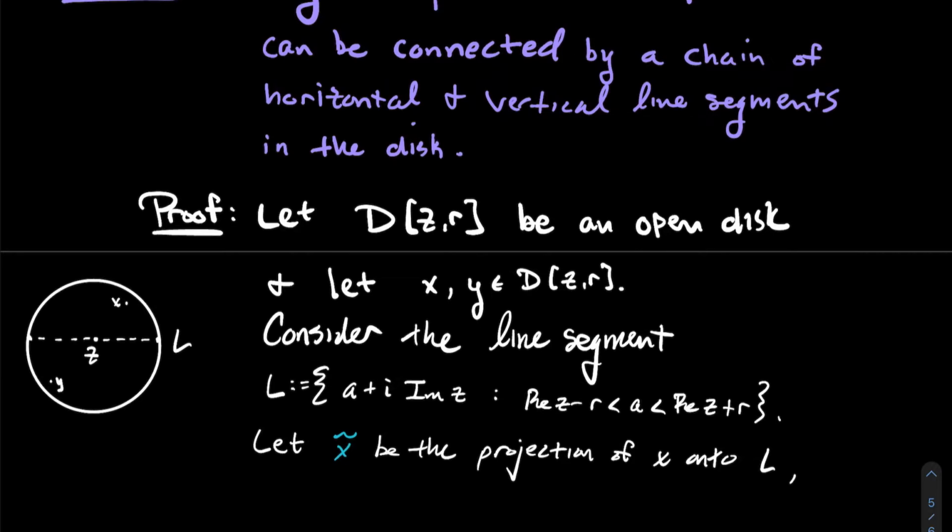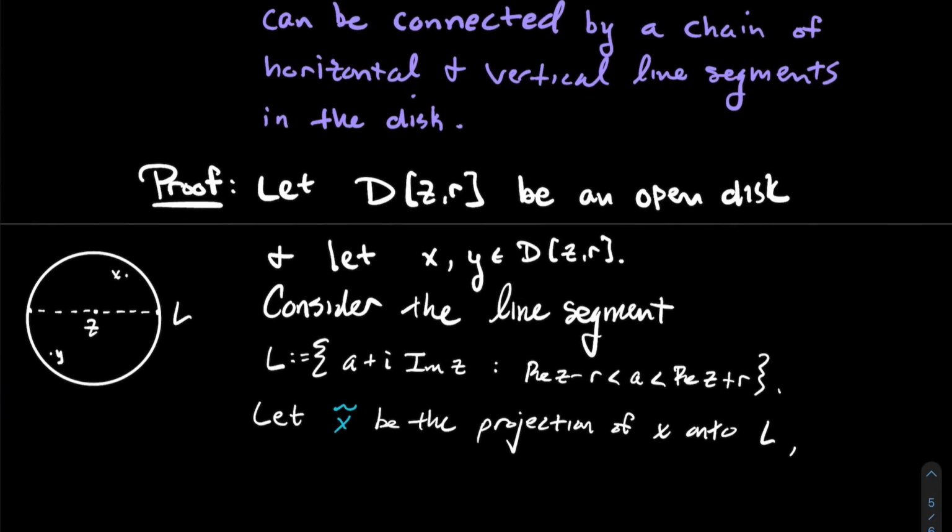Okay, so I picked X and Y to be any two points that are in the disk as well. And remember, my goal is to in some way create horizontal and vertical line segments that can connect me from X to Y. There's no one way to do this. Let me just tell you about the way that I thought of to do it. Let's define the point X tilde, the projection of X onto L. Namely, X tilde is the complex number whose real part is the real part of X, and whose imaginary part is the imaginary part of Z.